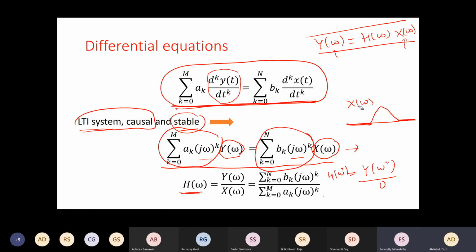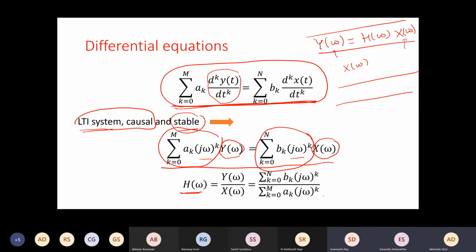And what is that X of omega? What is the nice X of omega that you want to have? Constant. If you have constant X of omega, then there is no trouble. Y of omega is simply H of omega. So if X of omega is constant, what is x(t)? Impulse. That's why we learn the impulse response.